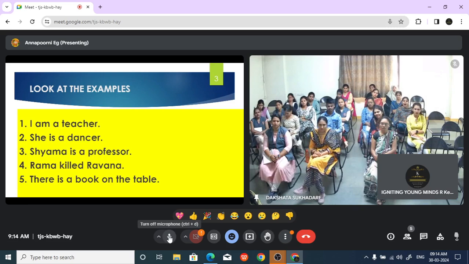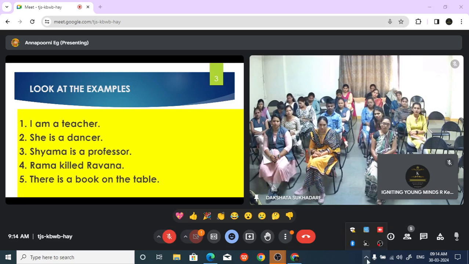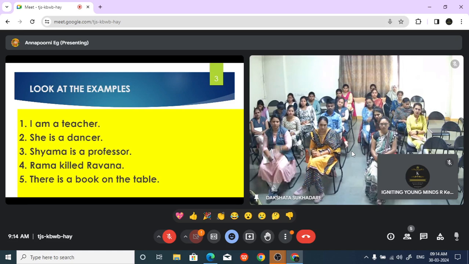So some things always stay in our mind. That's how our human brain is. It will always catch attractive things quickly, like a magnet. So here, Rama killed Ravana. Rama is the person about whom I'm talking. So he is the subject, killed is the verb, and Ravana is the object here.